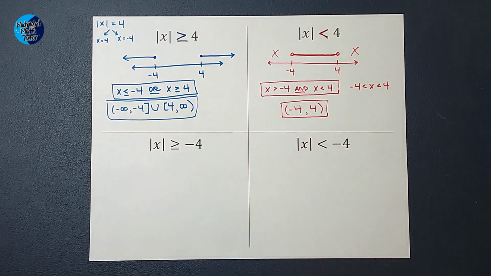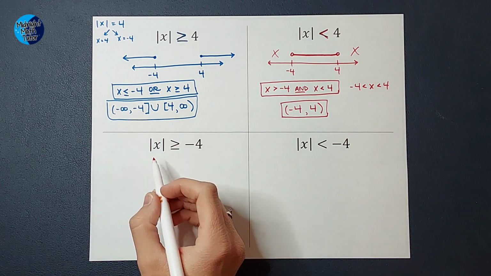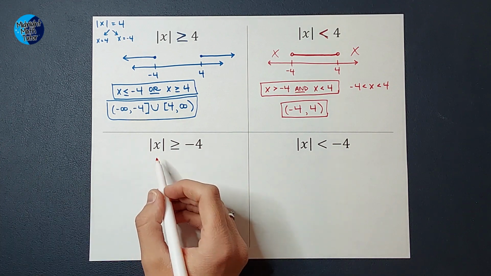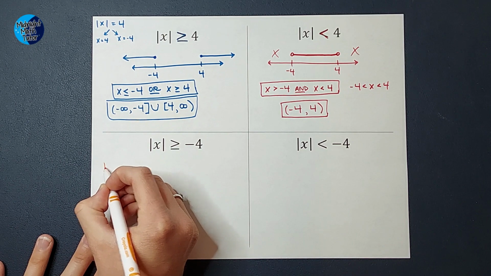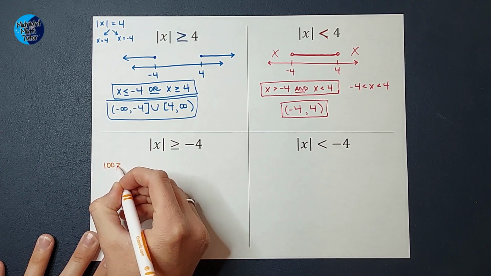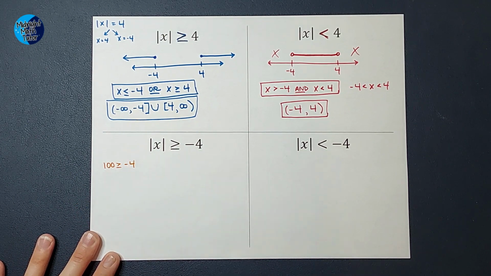What if we have a negative number here, okay? Remember I said whenever we have an absolute value, our answer is positive, right? It's 0 or above. We never have a negative answer to an absolute value, right? So let's just think about this for a second. If I were to plug in 100, I'd get the absolute value of 100 is 100. Is 100 greater than or equal to -4?